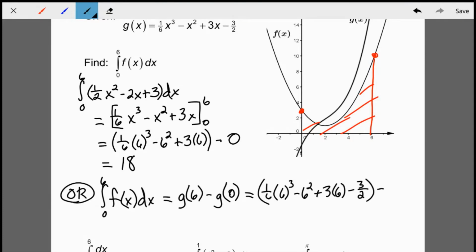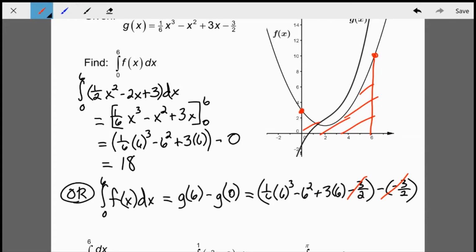Okay, and then I'm going to subtract away g at 0. Well, if I plug 0 in, it's just going to give me negative 3/2. And notice what happened with the constant value of that function. I have a negative 3/2, I have a plus 3/2. So the constant value ended up canceling out. And that's always going to happen. Regardless of what that c value is, it's always going to cancel.